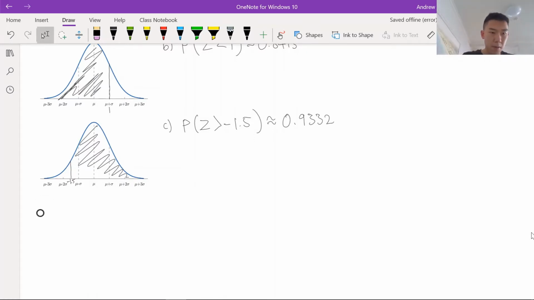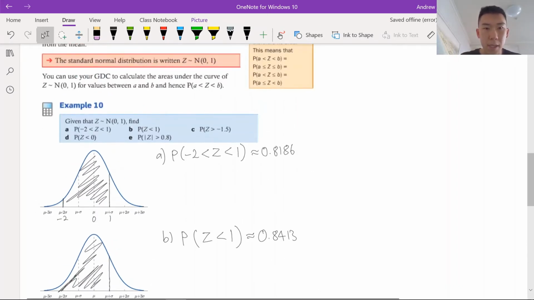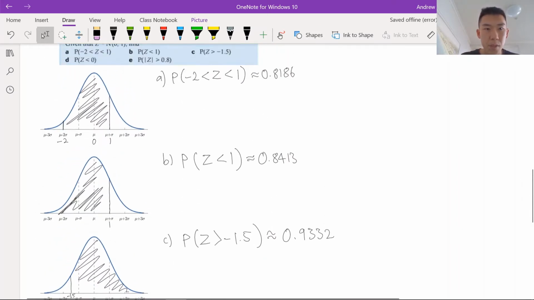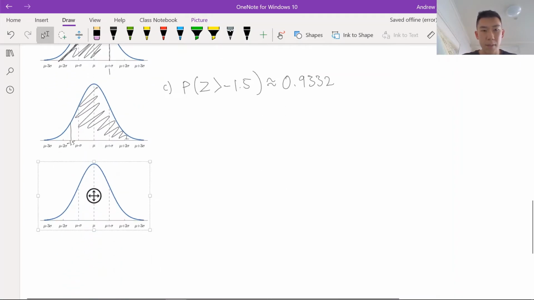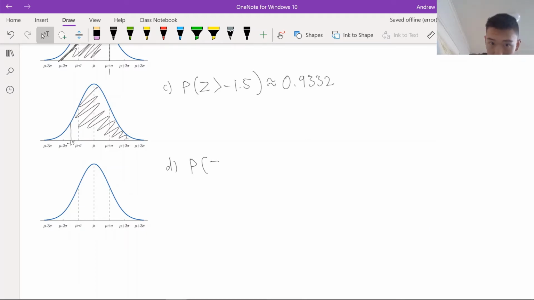Let's keep going. All right, D. Well, this is more conceptual. We want the probability that Z is less than 0. Well, 0 is here. The graph is symmetrical, so the area has to be 0.5.